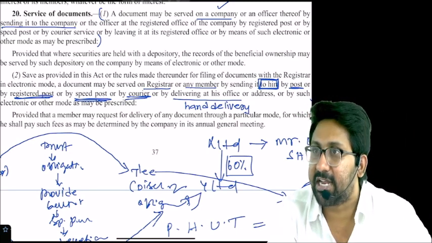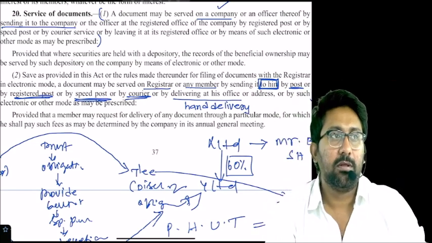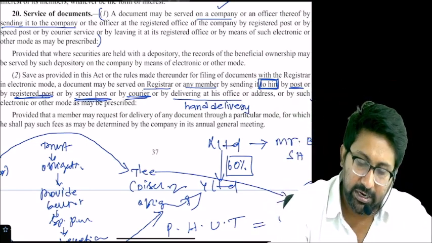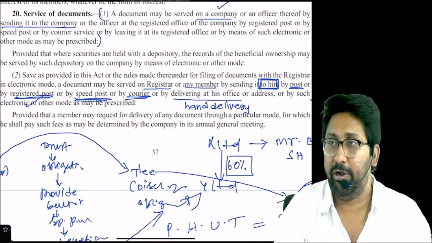Zomato, all these are called hand delivery systems. Hand delivery means the person will come directly, give it to you and go. That's called hand delivery. So, delivering at his office or address or by such electronic mode. This is the point. Okay.